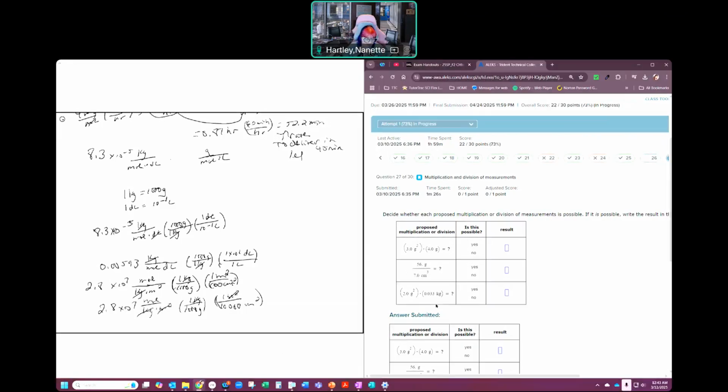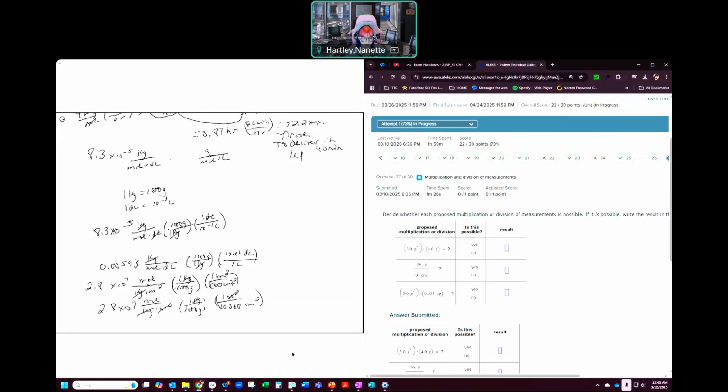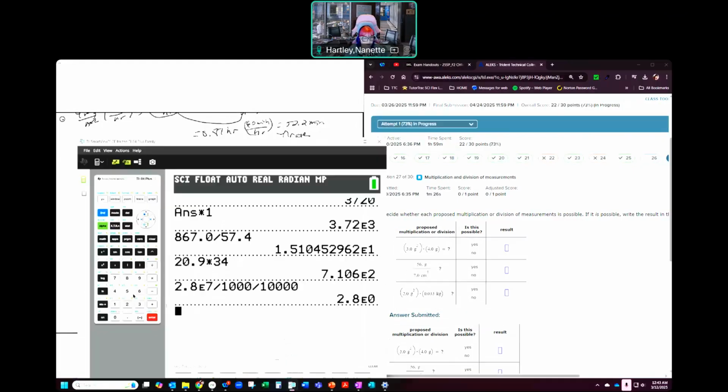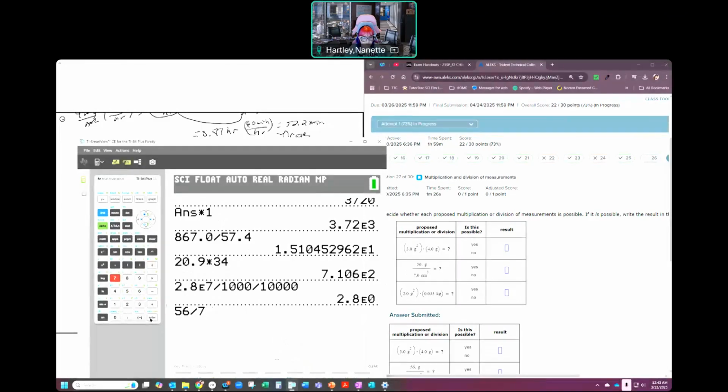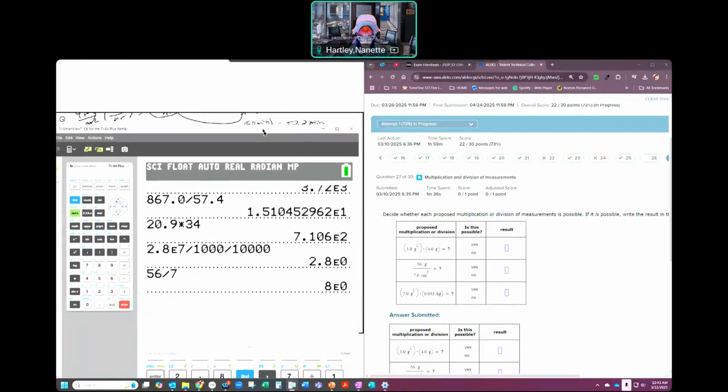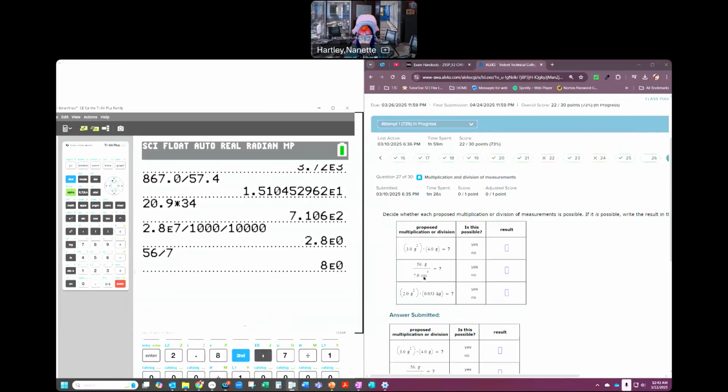56 divided by 7 is going to be 8, and that's going to be grams per centimeter cubed. So that is possible. Absolutely it is. And here we're going to have 2 grams squared times 0.3 kilograms. Well, I'm going to have to change one of those, and it probably doesn't matter which one I do. So I'm going to go ahead and change this one.